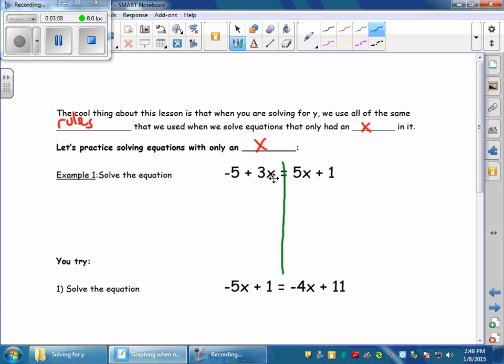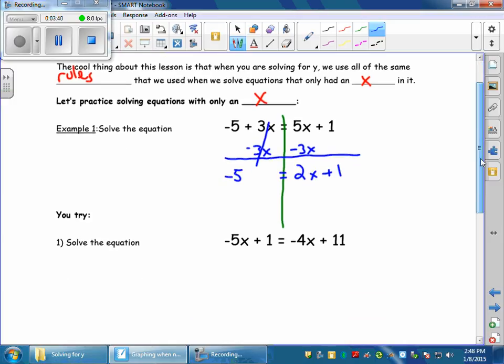Now, how do I get rid of a positive 3x? I take away 3x's, but because it's an equation, it's a balanced scale. If I take away from one side, it's going to get too light, so I need to take away from the other side as well to rebalance it and draw my big old addition line right across. Now, negative 5 plus nothing is negative 5. These will end up canceling out and making 0, which is not necessary to put, is equal to 5x minus 3x is 2x's plus 1.